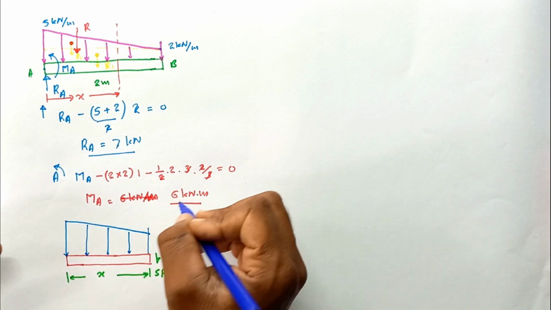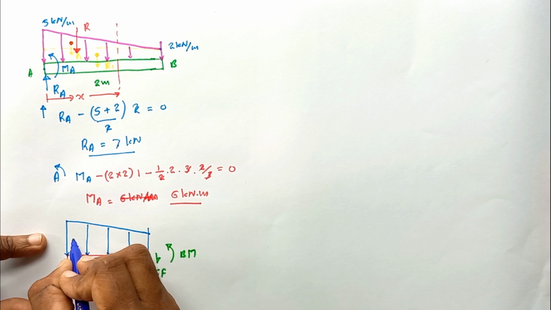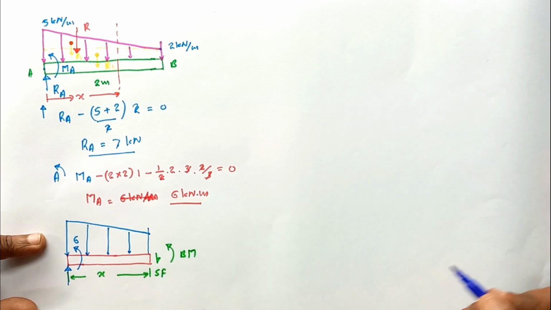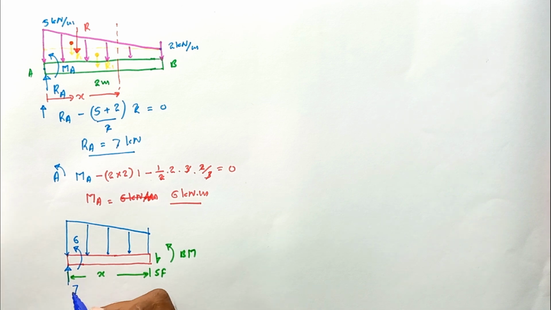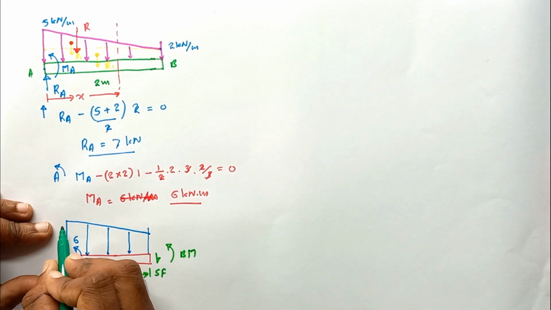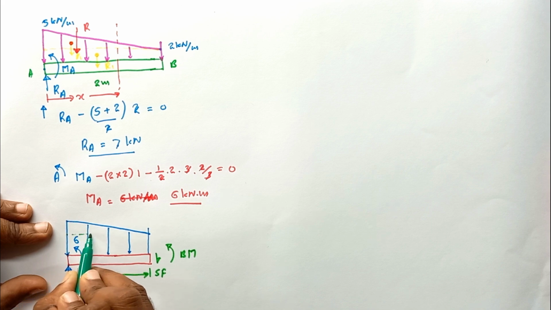And the moment we have found is equal to 6, and the force acting on the fixed support is equal to 7 kilonewton. Here, 6 kilonewton meter. Okay, this is the free body diagram for this separated beam part. So then, let me separate this trapezoid area into a rectangular section and a triangular section.